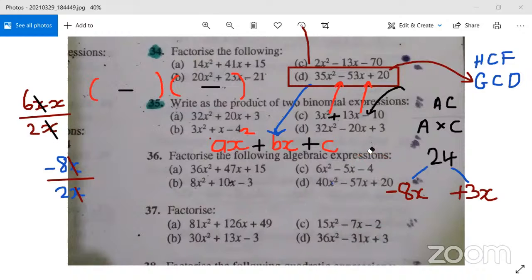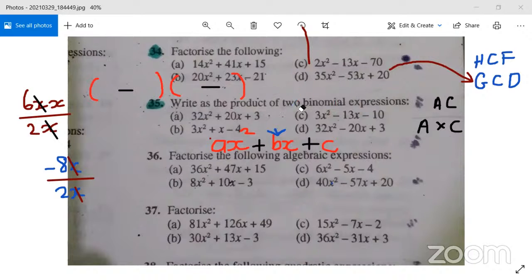So let's see if we can use this trick to our advantage. Let's see if we can use the AC method again. Why not? And again, whoops, I just got rid of that. Let me try and use my rectangle again. There we go, all right? So we're going to be working with 35x squared minus 53x plus 20.